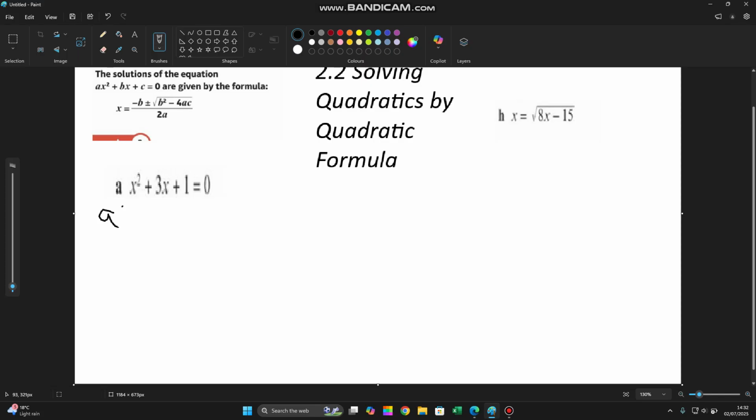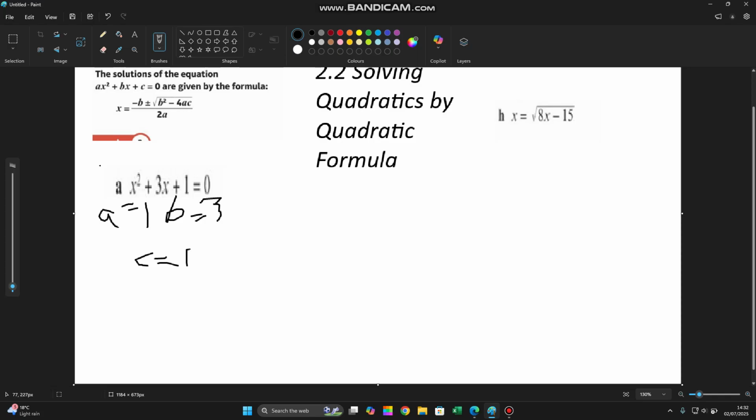A in this case is 1 because there's no number before it, so it's just 1. B is just 3, and C is 1. So we know what A, B, and C are.